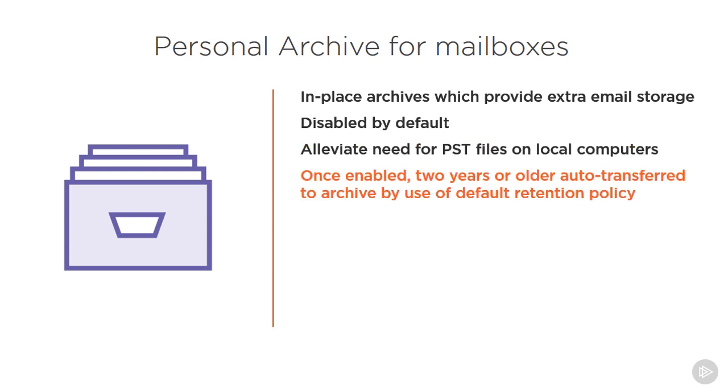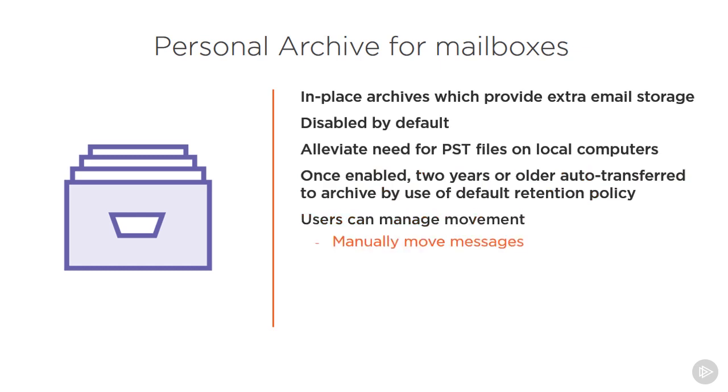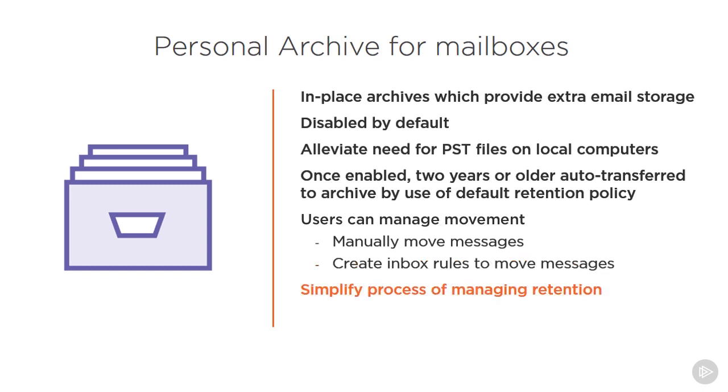Once enabled, content 2 years or older is automatically transferred to the archive, and that's because it's using the default retention policy. Users can manage the movement of the content either manually or they can create an inbox rule to move messages to their archive mailbox. And because there are retention policies associated with the archives for the mailboxes, it's a simple process for managing retention based on the policies, more importantly, based on the tags associated with those policies.